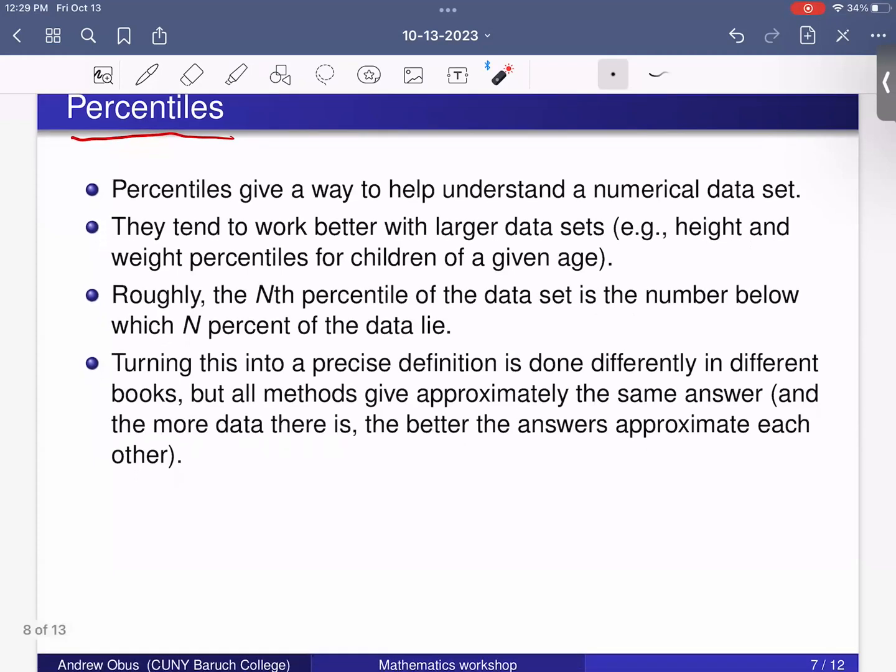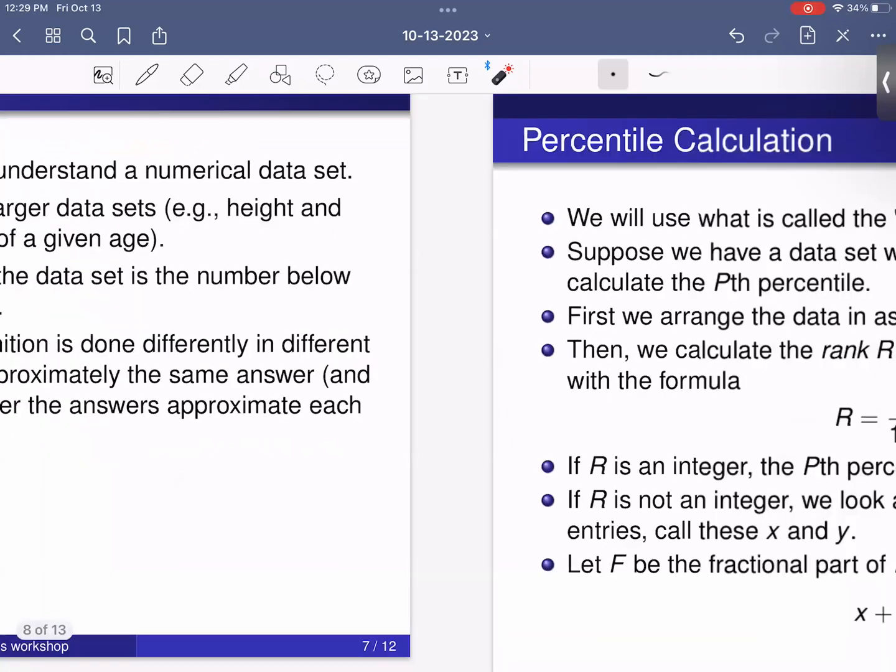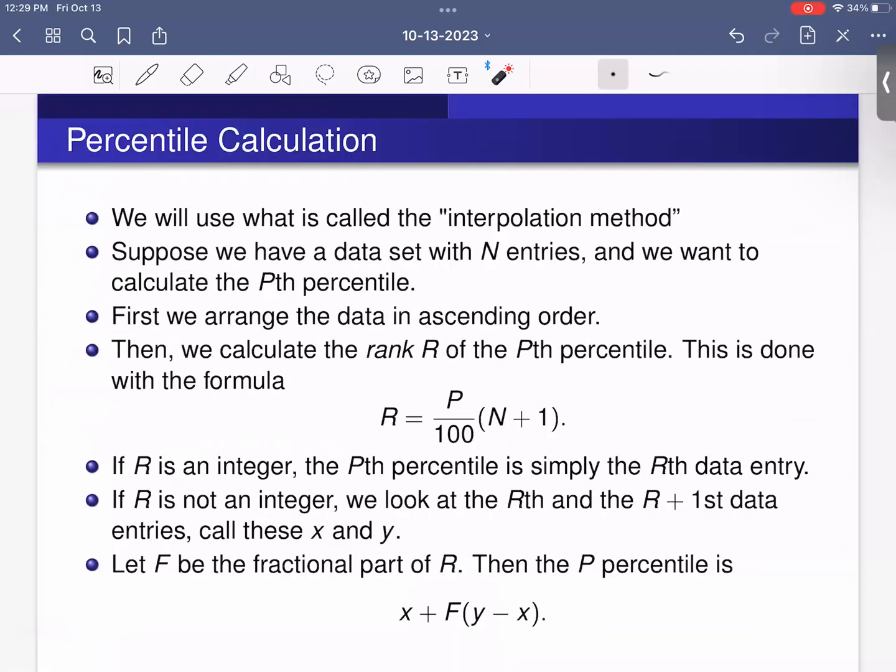Okay, so let's do some actual formulas here. The way that we're going to do the calculation is what's called the interpolation method. So the setup is, suppose we have a data set with n entries, and we want to calculate the pth percentile. The first thing that we do is arrange the data in ascending order from smallest to largest. Then we calculate what's called the rank of the pth percentile. We do this with a given formula.